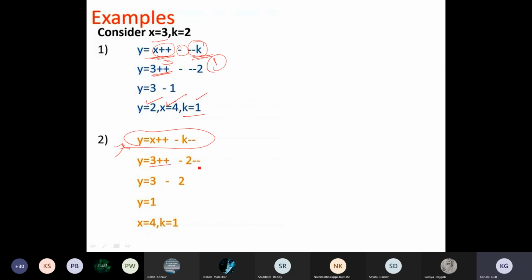So again, it is post decrement. So post increment, post decrement, it is going to retain the same value. This is 3 and it is 2 only. So 3 minus 2 is yielding me 1 there. But if you look at the x and k values, x will be 4 and k will be 1 there. Clear?